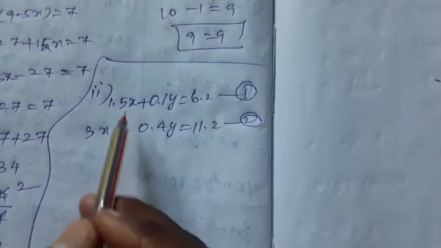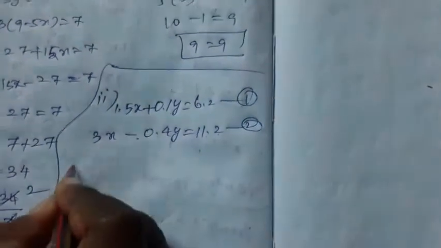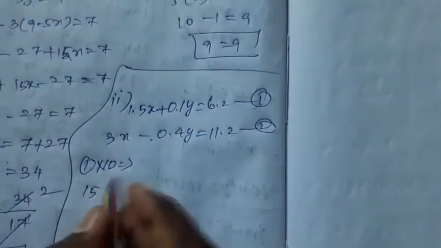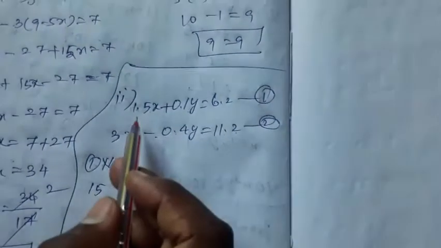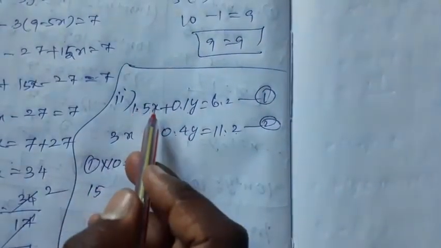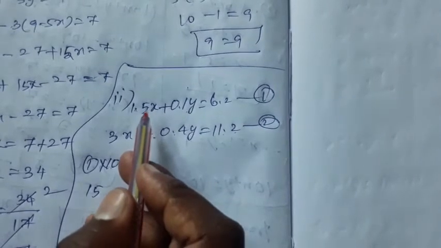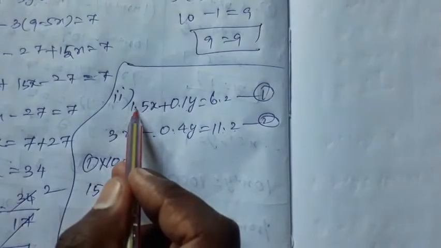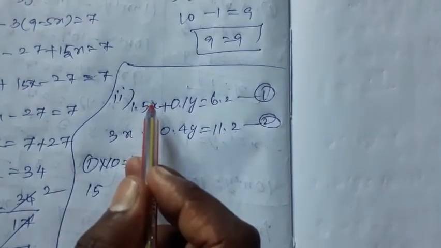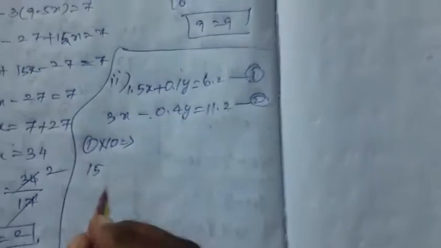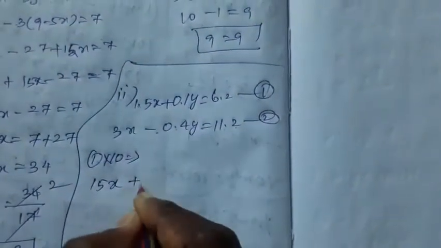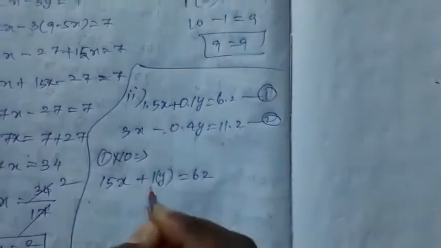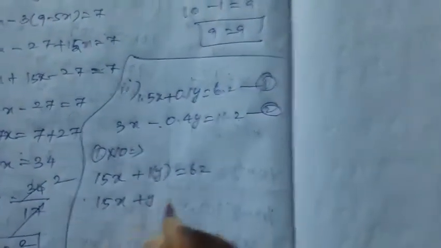Therefore, multiply equations 1 and 2 by 10. Equation 1 multiplied by 10: when we multiply by 10, the decimal point moves one place towards the right. Then we get 15x plus 1 into y equal to 62. So we can write 15x plus y equal to 62.